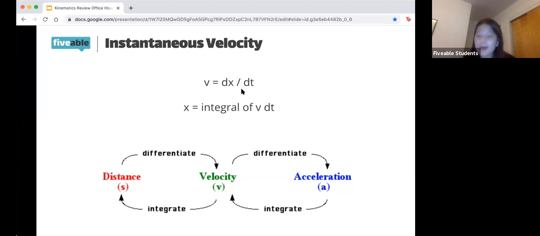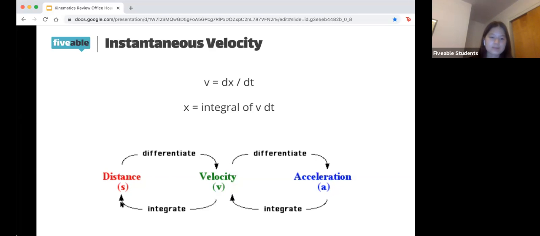However, let's go back to our calculus concepts for a second. If v is equal to dx over dt, what's the opposite of differentiating? Taking the integral. Taking the integral is the inverse of taking a derivative. Given v equals dx over dt, x will now equal the integral of v. So again, we can go back to our chart. Going from distance to velocity, you differentiate, and going from velocity to distance, you integrate.